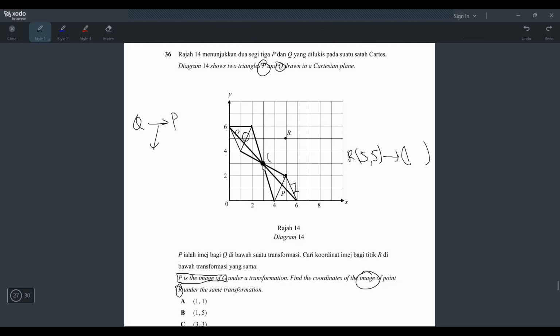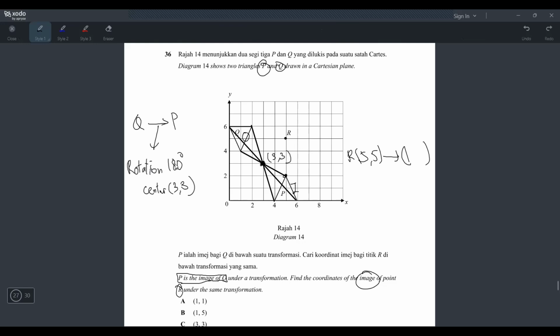So this is rotation 180. And when it's rotation 180, we don't care about clockwise, anti-clockwise. Okay. And then the center, you don't need the compass already. Your center is this 3, 3. For rotation 180, no need to use compass. So rotation 180, and then the center is 3, 3, right?